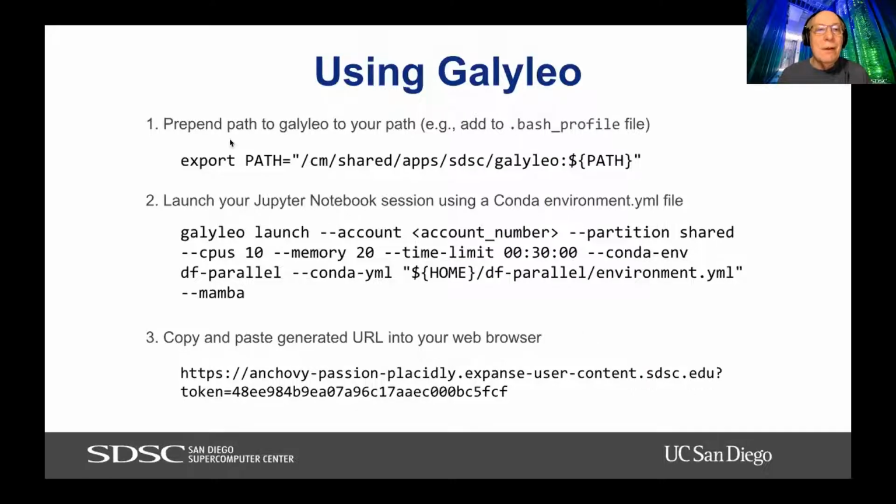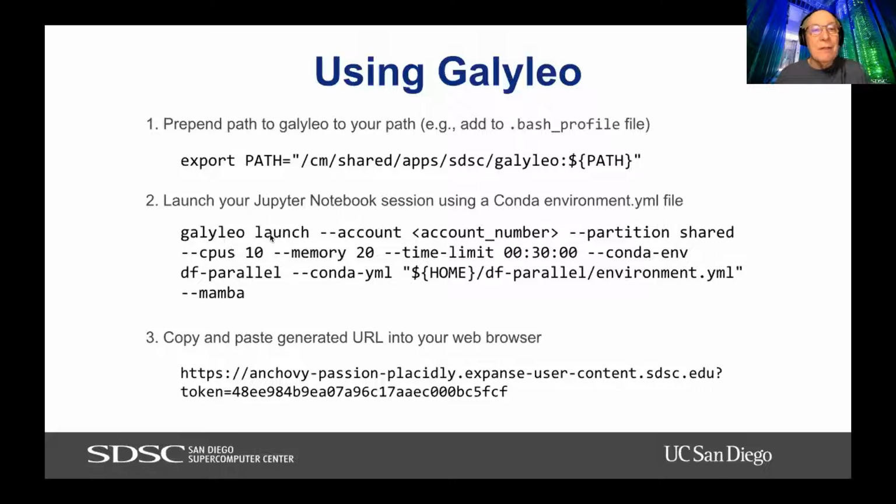First, you need to add a path to Galileo, and that's this path here. So you can either run this export command on your shell window, or if you use it a lot, maybe you can add it to your bash profile file. So it's always available. So once you set up your path, then you can run it. And this is a typical command line, how this looks.